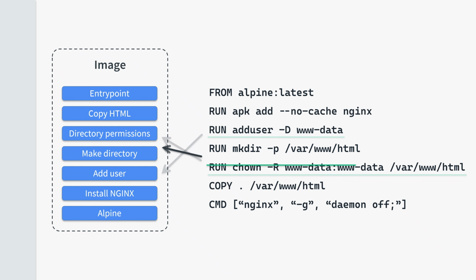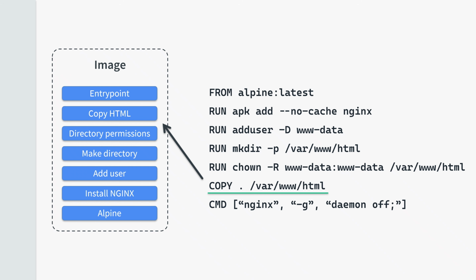Next, we have the COPY instruction. This copies files from a source location on our host into the container image. The source location here is a single dot. This means current working directory. This is wherever we run our build command from. That is where our HTML file needs to be sitting. The destination is the directory we created in the previous step.